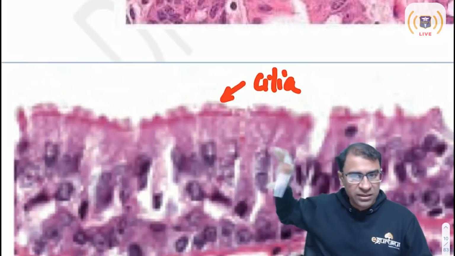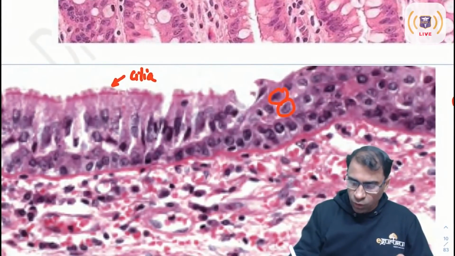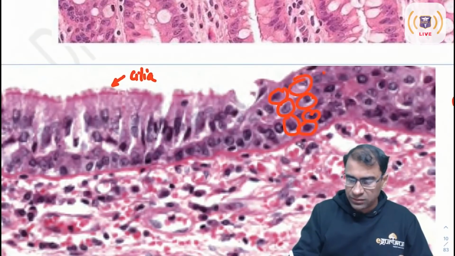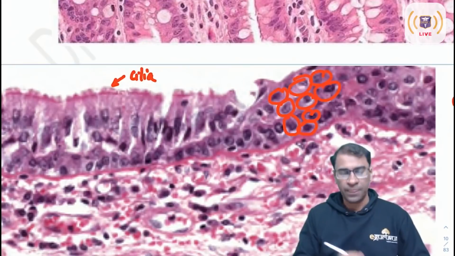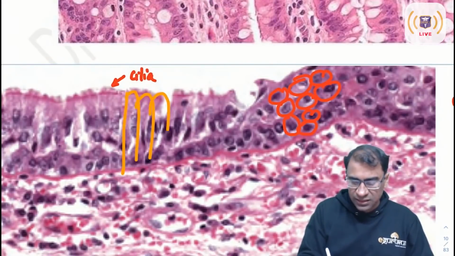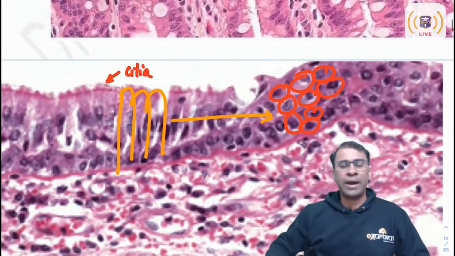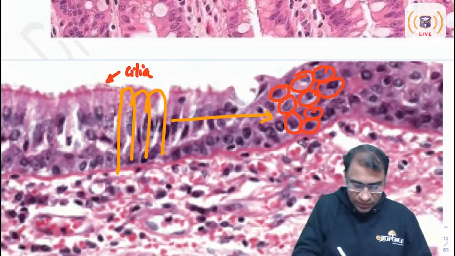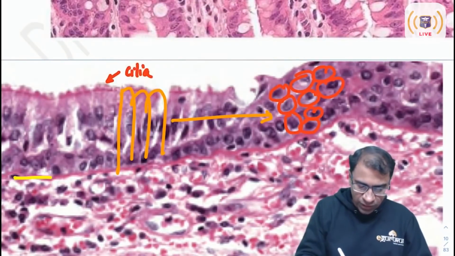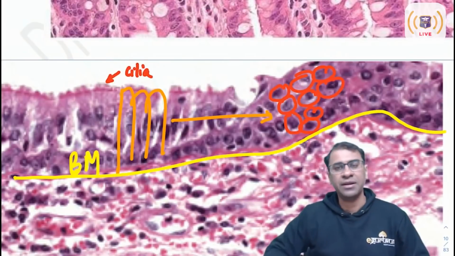Now, compare this image to what you see here. These cells here, these all are the squamous epithelial cells. So what you're seeing is the column cells here have changed to the squamous epithelial cells here. And this is the basement membrane, guys. It's a basement membrane.